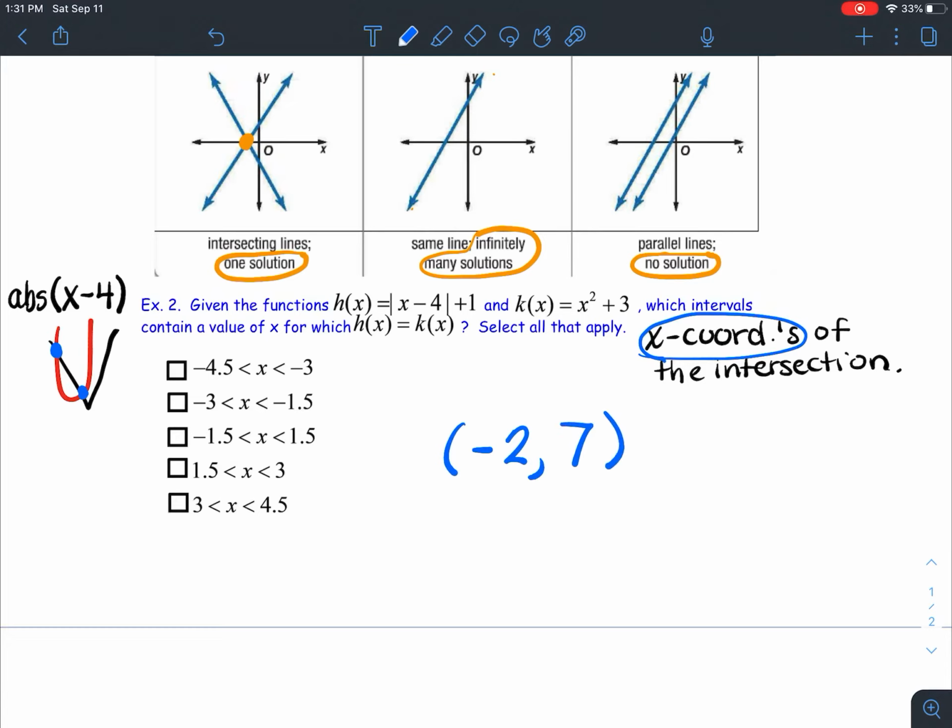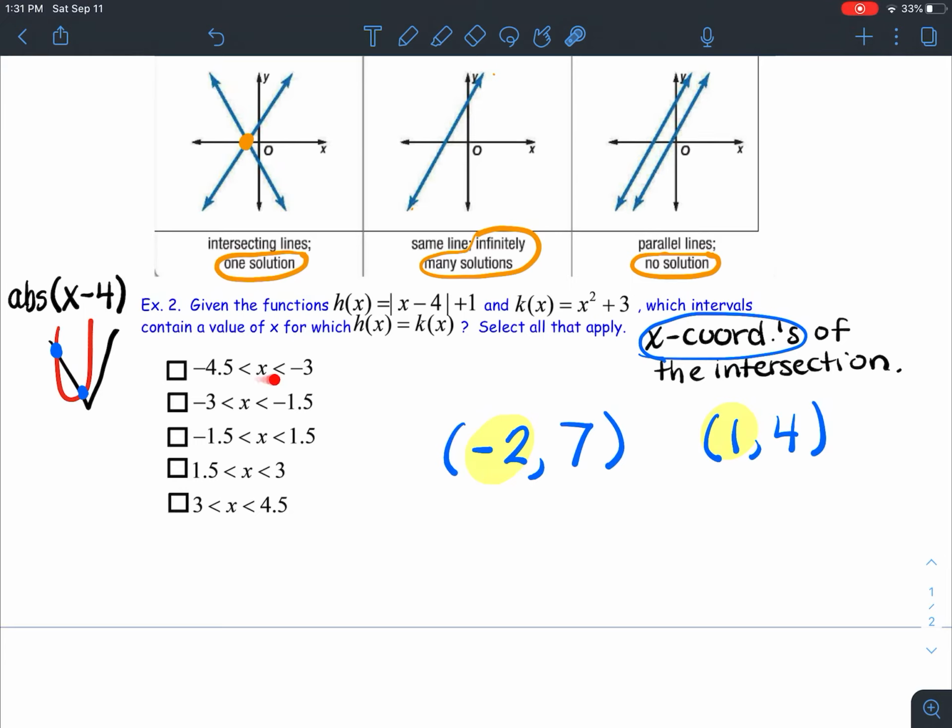I'm going to repeat that same process. Second, calculate, the trace button, option 5 for intersect. Now move the cursor over to the other intersection point. That would be this point over here. And again, press enter 3 times. We're going to write down that that's the point 1, 4. Now, I'm interested in the x coordinates. That's -2 and that's +1.